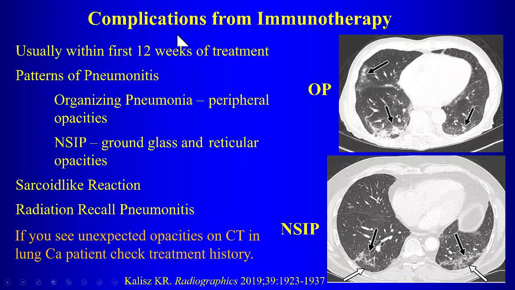So we can have pneumonitis associated with immunotherapy for lung cancer, usually in the first 12 weeks of treatment. Patients can get organizing pneumonia. They can get these peripheral opacities. They can have a nonspecific interstitial pneumonia where they have peripheral ground glass opacities. So if we have funny looking opacities in a patient with lung cancer, check the treatment history because we may be dealing with a reaction to immunotherapy.